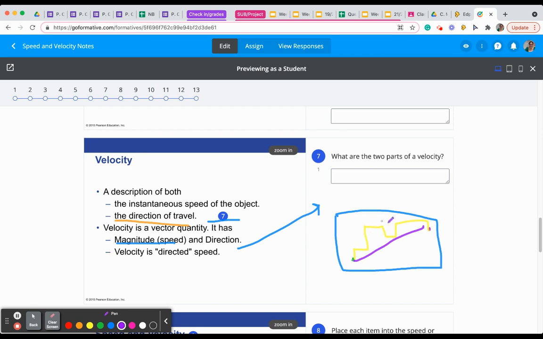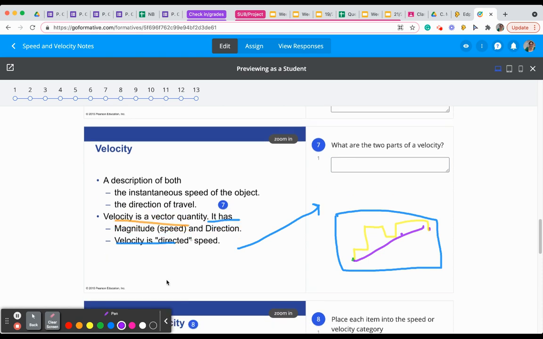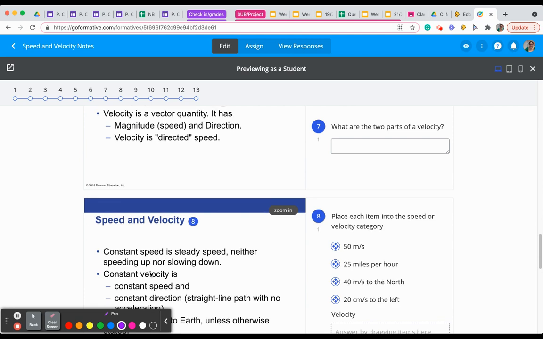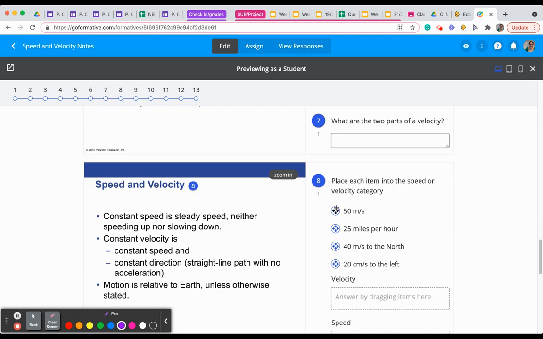Speed is all the journey, all the distance you traveled and over the time. Velocity only takes into account the total distance over the total time from point A to point B. So in a straight line, that would be considered your velocity. We'll talk more about that later as well, just to get you started. And then what are the two parts of velocity?